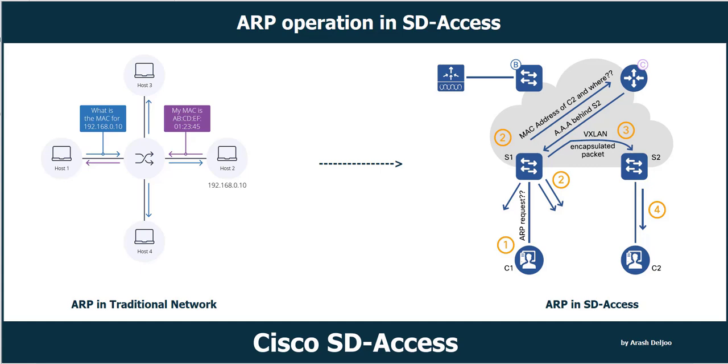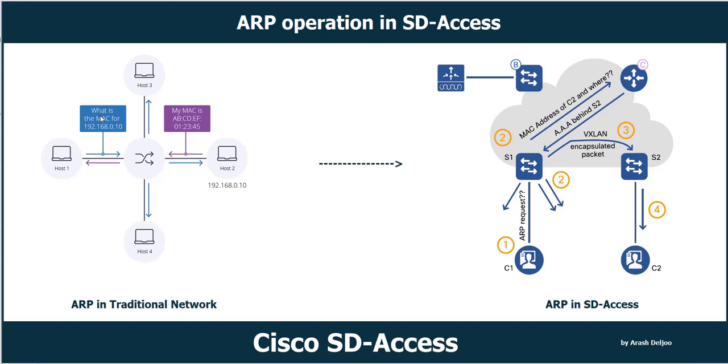In this video, I am going to explain about the ARP operation in SD-Access. You know that ARP, or Address Resolution Protocol, is a protocol that we use in IPv4 environments for finding the MAC address of the receiver.